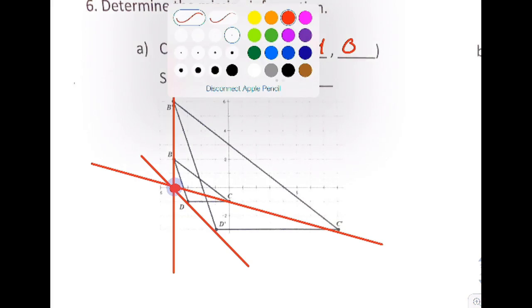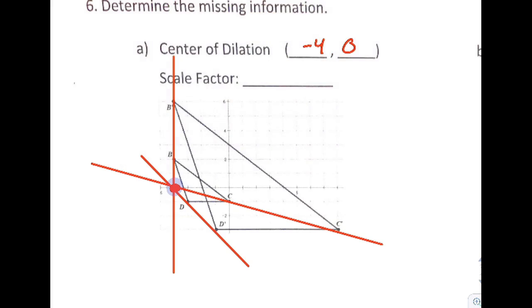Now the scale factor, once you have the lines of dilation in: from the center of dilation to the original B, it looked like it went up 2. To the dilated part, it goes up 6. So if it went from 2 to 6, then it tripled. It's now 3 times as far.